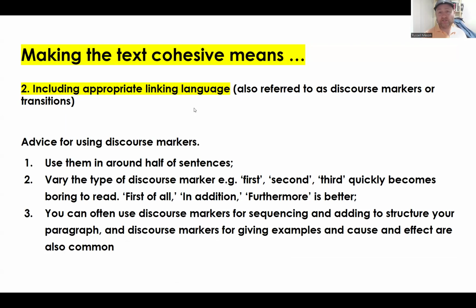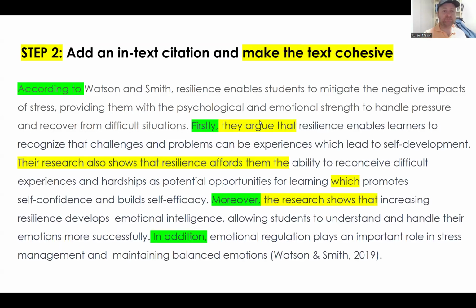Okay, so my advice for using discourse markers is don't put them in every sentence. Around about a half of the sentences should have discourse markers, maybe less. So maybe 1/3 to 1/2 is a sensible guideline. Vary the type of discourse marker in the paragraph. So if you say firstly, secondly, thirdly, fourthly, fifthly, sixthly, of course, it gets very boring really quickly. So use variety. That's good advice. And as I said already, you can often use discourse markers for sequencing and adding to the structure of any paragraph. So they're probably the most common ones.